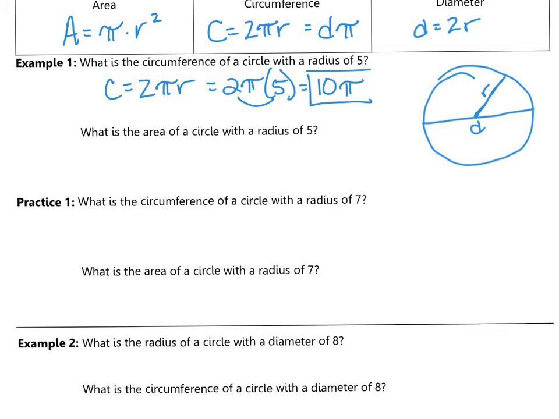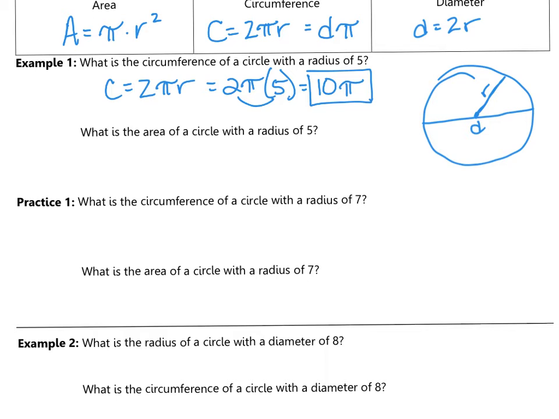Please just leave pi in your answer. We call this exact form. It just makes it easier. There's no need to pick up your calculator. Otherwise, you're going to get a nice long decimal. So this is in simplified exact form, and this is what we want to see.